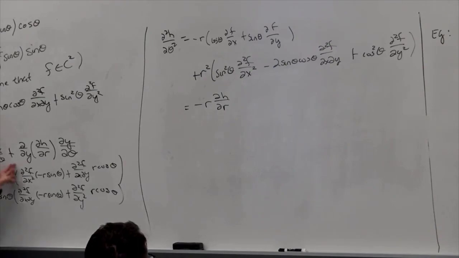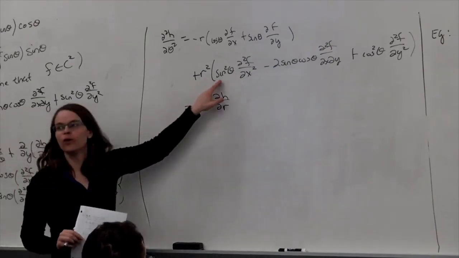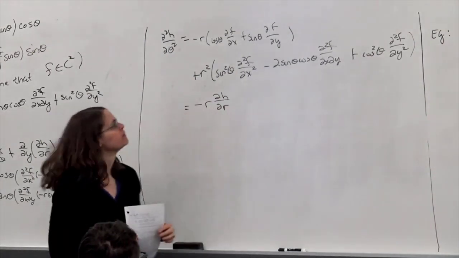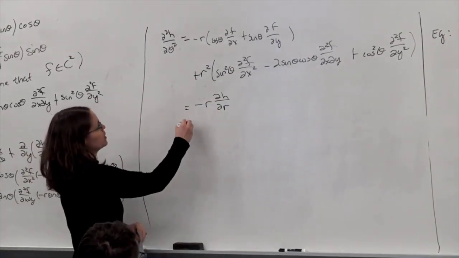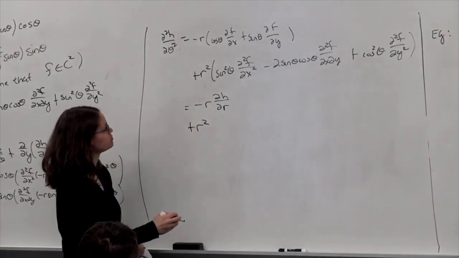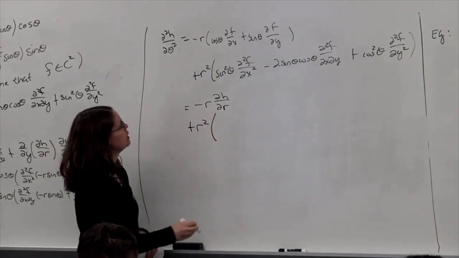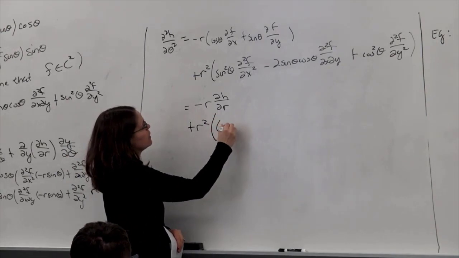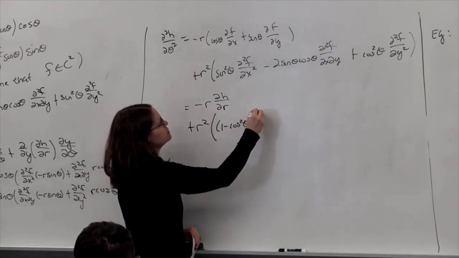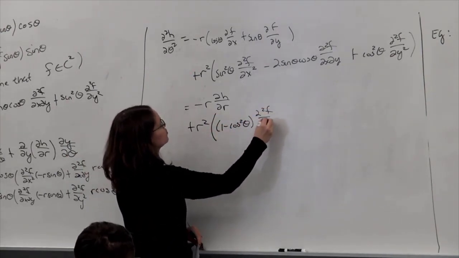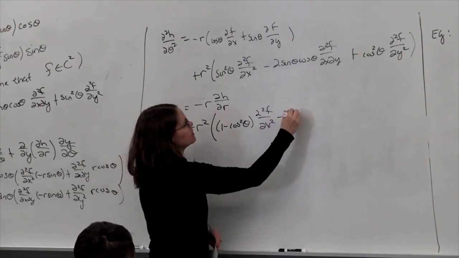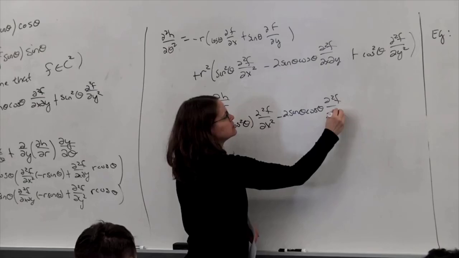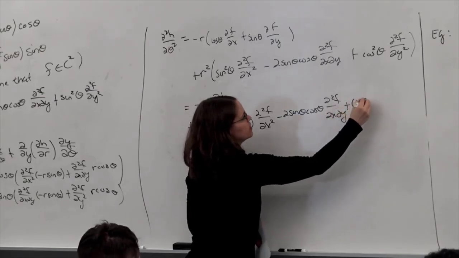Easiest way I could think of to put ones in front of them is to say this is 1 minus cosine squared, and this is 1 minus sine squared. So let me break it up a little bit that way. 1 minus cos squared d squared f by dx squared minus 2 sine theta cos theta times the mixed partial plus 1 minus sine squared.